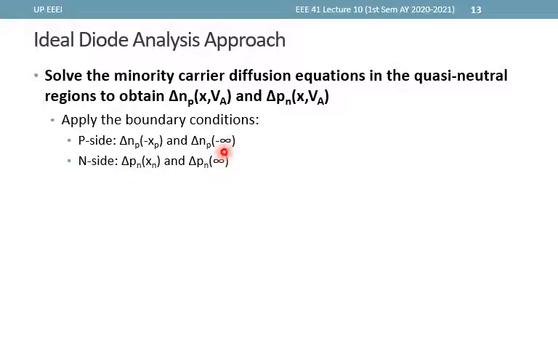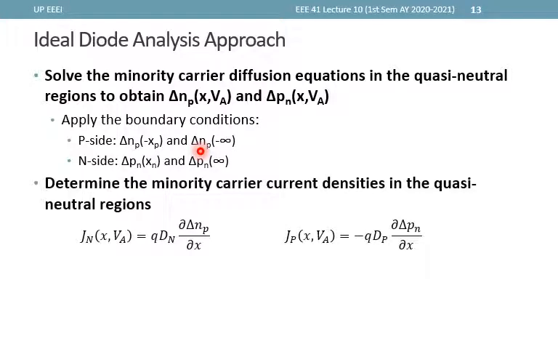However, far from the depletion region, we'll also need some value for that so that we can solve the constants later on. So delta n_p at minus infinity and delta p_n at infinity. Also, with this, we'll be able to determine the minority carrier current densities in the quasi-neutral region.